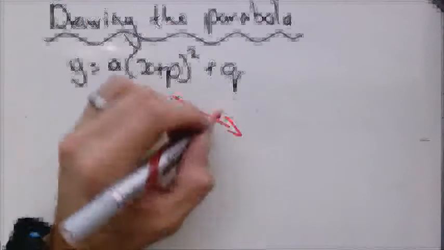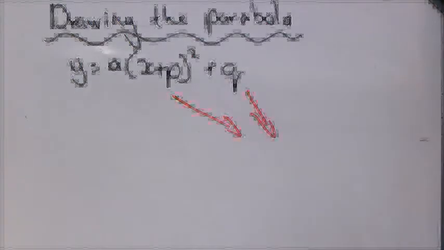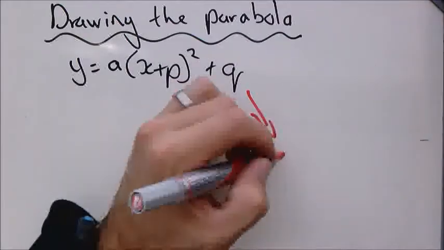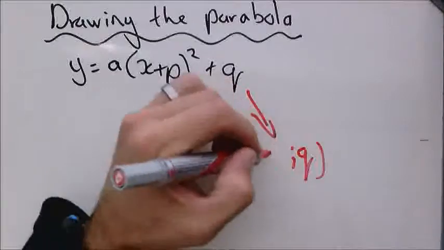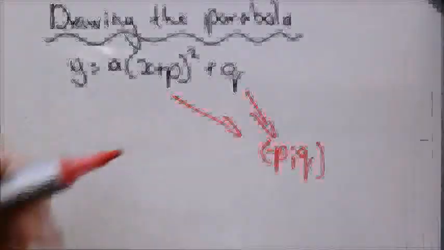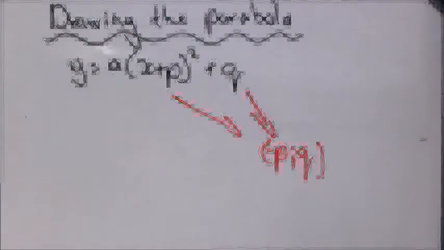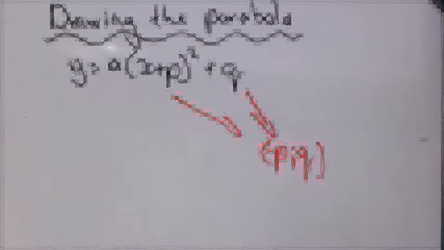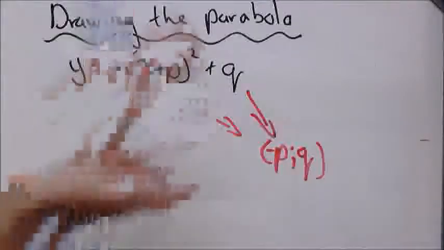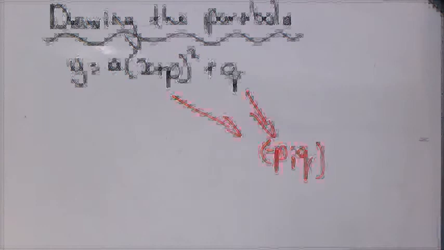Now, as you would remember from the previous video, the p and the q tell us the coordinates of our turning point. So whatever that p is, the negative of it will be the x-coordinate of the turning point in this format. So immediately you have the turning point, and you can tell how this graph is going to look. So what would be the steps that you take?